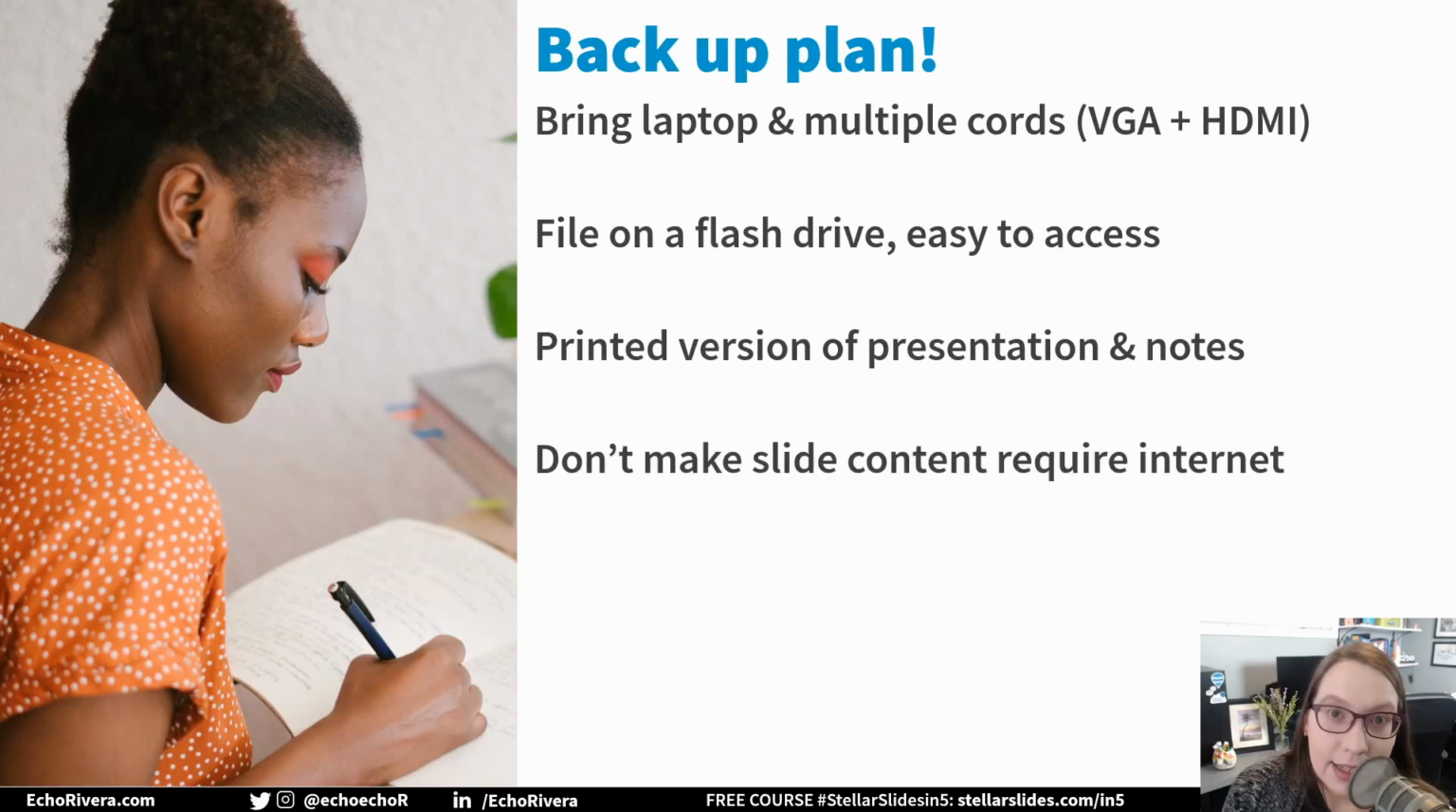Another thing is, again, assume there's no internet. So when you're working on your slides, don't require internet for your content. I see people who will link to YouTube, and that is a big risk, like linking to a YouTube video, because what if there's no internet or it's just really slow? The Wi-Fi connection is just very unstable. You're going to get yourself in trouble. So when you make your slides, just assume you will not have any internet.